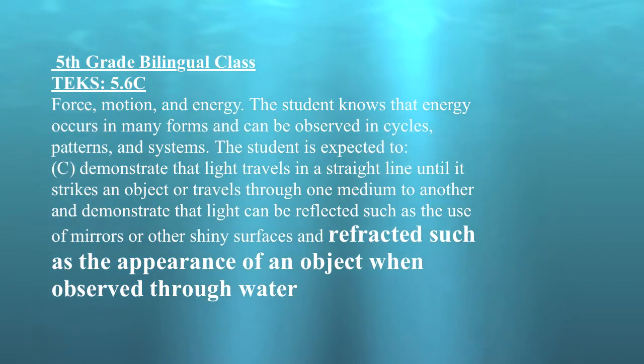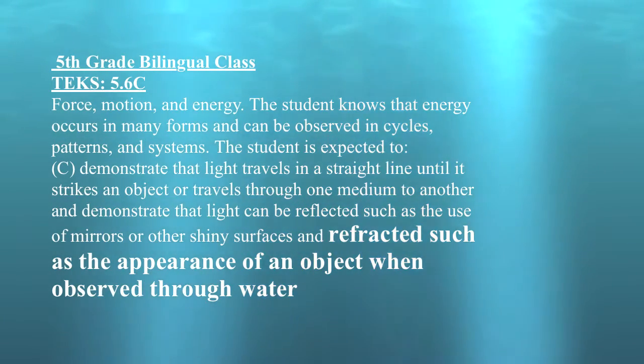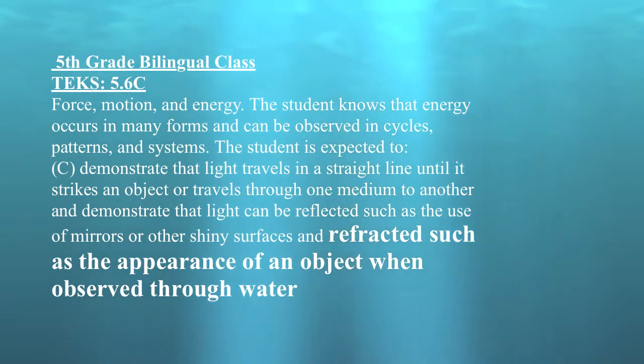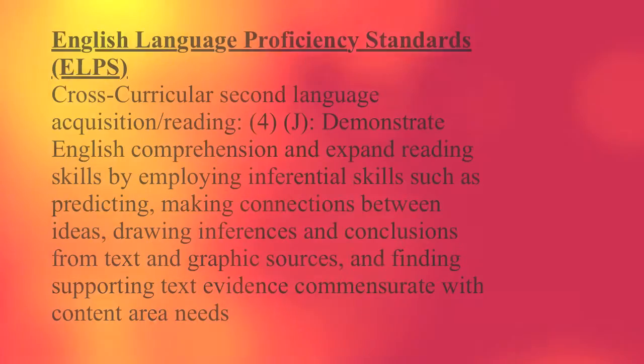Fifth grade bilingual class. TEKS 5.6C. Force, motion, and energy. The student knows that energy occurs in many forms and can be observed in cycles, patterns, and systems. The student is expected to C. Demonstrate that light travels in a straight line until it strikes an object or travels through one medium to another, and demonstrate that light can be reflected, such as the use of mirrors or other shiny surfaces, and refracted, such as the appearance of an object when observed through water.